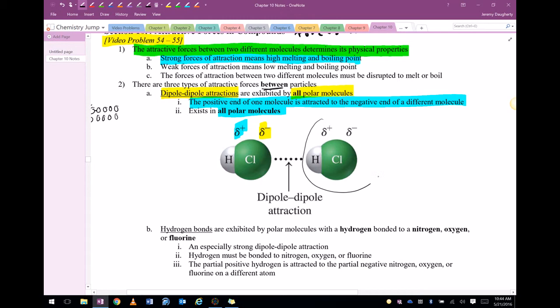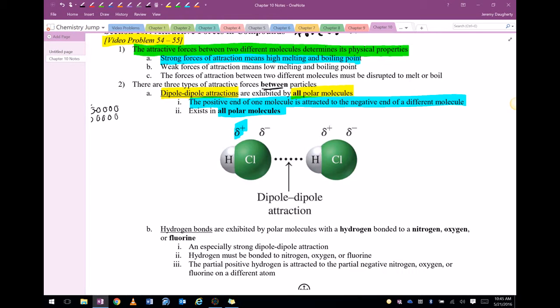Well, here comes another hydrogen chloride, and it also has a partial positive and partial negative. And so this partial negative is attracted to this partial positive. That is what's called an intermolecular force between two different molecules. We typically show it with dots between the molecules, just like that. This particular intermolecular force is what's called a dipole-dipole force of attraction, or dipole-dipole attraction.